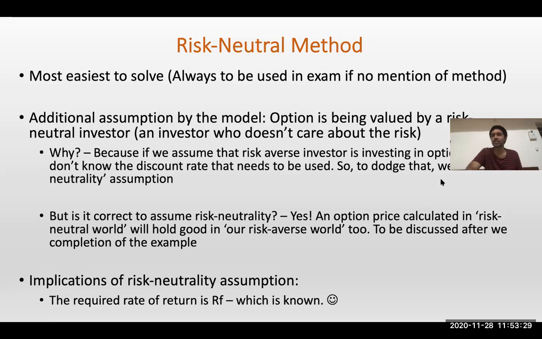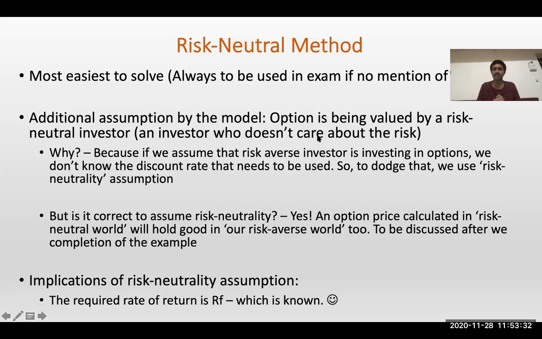Now coming to the additional assumption that this method takes. If you remember, the binomial model makes two assumptions. One, that the share price does not change between today and the maturity of option, which means the share price does not change between t equal to 0 and t equal to 6 in our example. And the second assumption is the share price can only take two possible values, either 55 or 45, right? So these two assumptions were common to all the three methods of binomial model. The risk neutral method makes an additional assumption, and that assumption is that the option is being valued by a risk neutral investor. Who is a risk neutral investor?